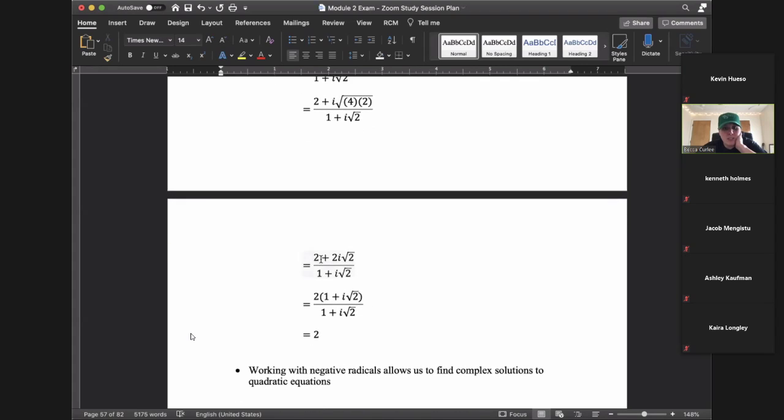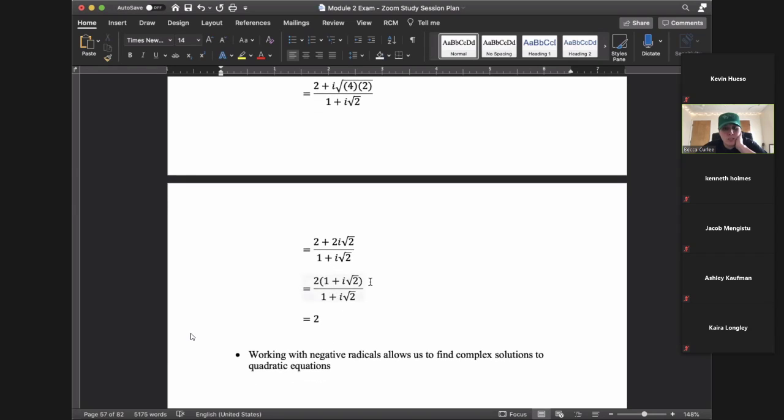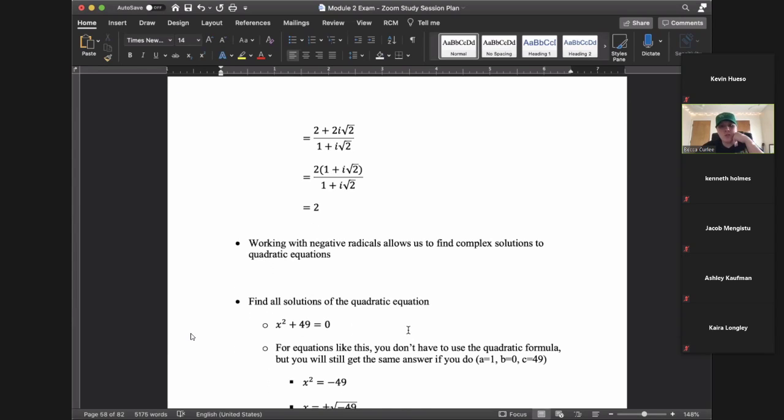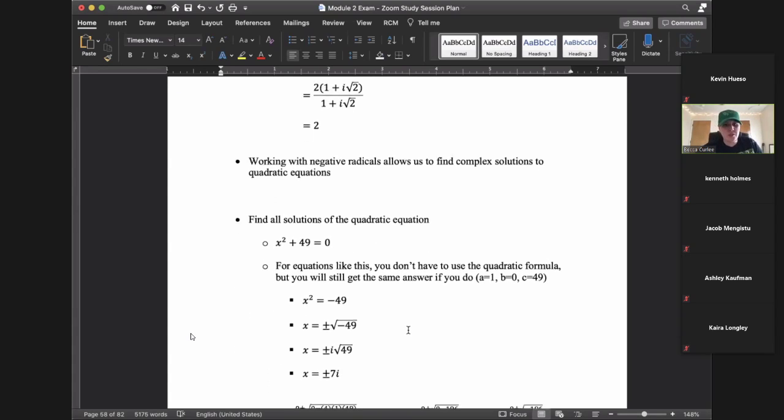Then we can factor out a 2 on the top, and we see that 2 times 1 plus i square root of 2 over 1 plus i square root of 2 equals 2, because these two would cancel. You've got the 1 plus i square root of 2 divided by 1 plus i square root of 2. That just leaves a 2. So working with negative radicals allows us to find complex solutions to quadratic equations.